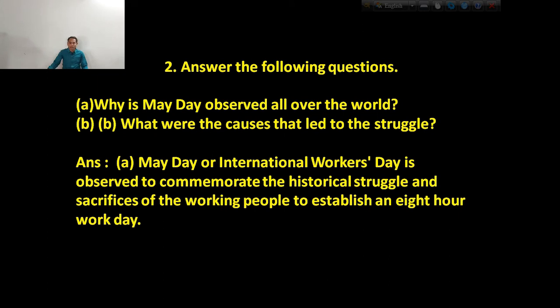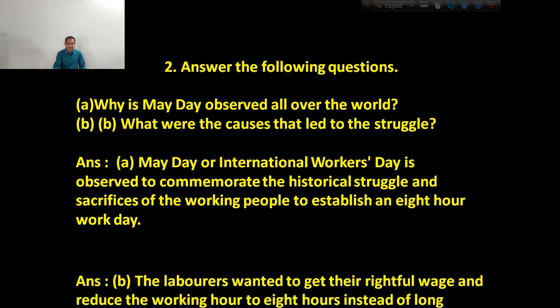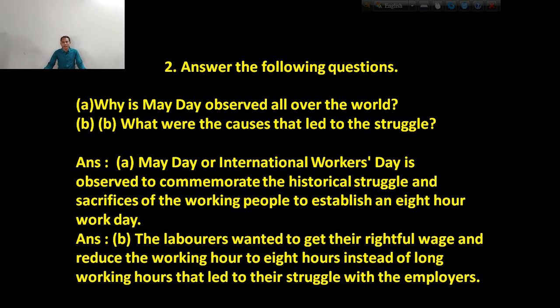Second question, what were the causes that led to the struggle? The answer is the laborers wanted to get their rightful wages. The laborers wanted to get their due wages and reduce the working hours. As they had to work more than 14 hours, they wanted to reduce their working hours. Instead of 14 hours, they wanted to work 8 hours. This is the reason they led a struggle with the employers.